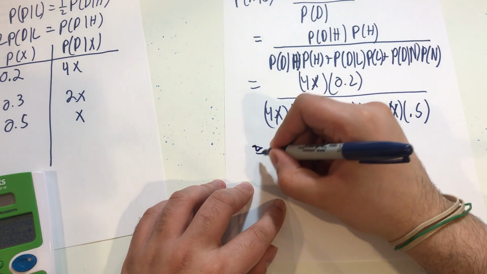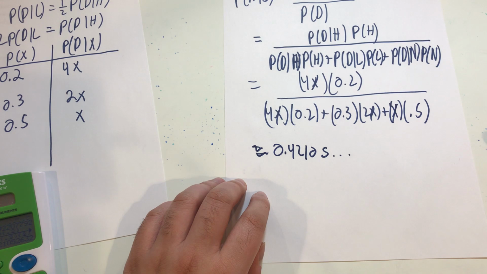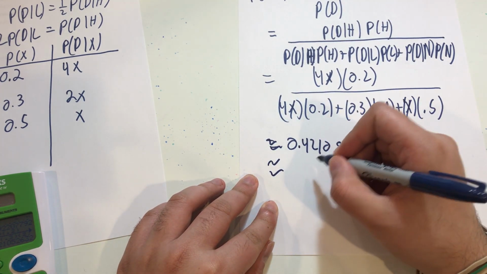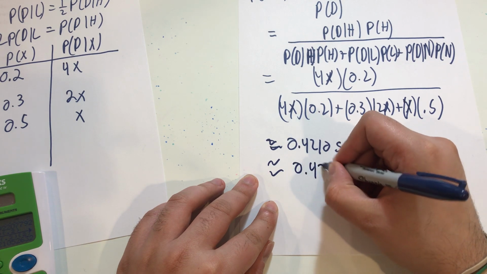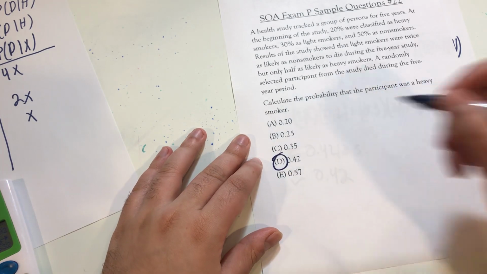So this is approximately the answer, and the answer choices are rounded to 2 decimal places. So this is approximately 0.42, lining up with answer choice D.